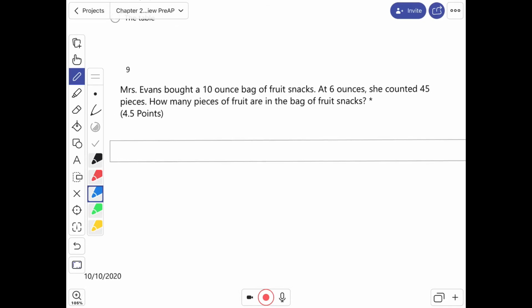Next question. Mrs. Evans bought a 10-ounce bag of fruit snacks. At 6 ounces, she counted 45 pieces. How many pieces of fruit are in the bag of fruit snacks? Anytime they give you 3 numbers and 2 of the numbers have the same descriptive word, that is a proportion. So we're going to be setting up a proportion. We have 6 ounces and 45 pieces of fruit.